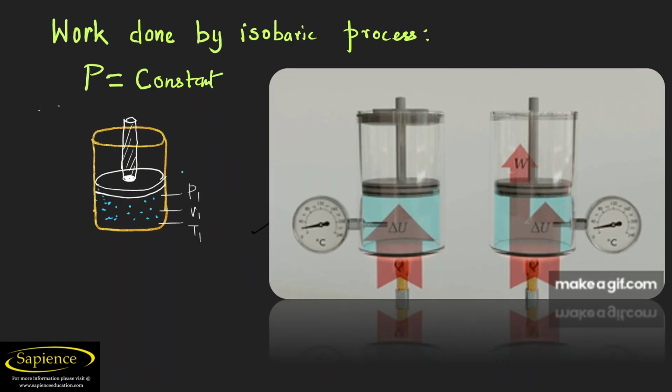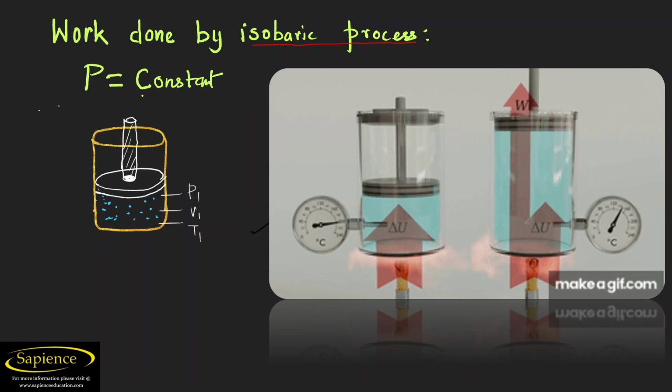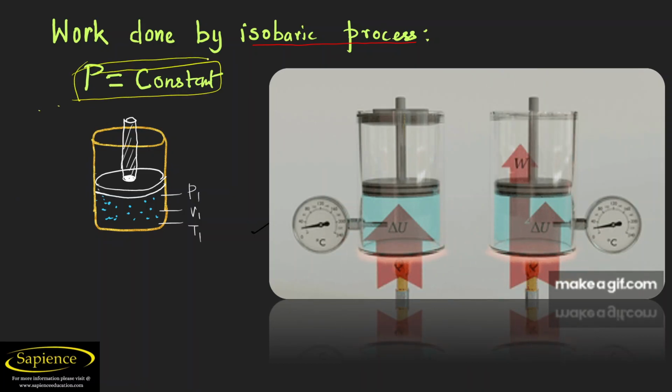Now let us see here. First of all, I will discuss the work done in the isobaric process. What is isobaric? Iso means constant. Bar means pressure. So here the pressure remains constant. How does the pressure remain constant? From this diagram you can understand well. As we apply heat, it is going to expand. The pressure will remain constant because it won't be able to increase the pressure.